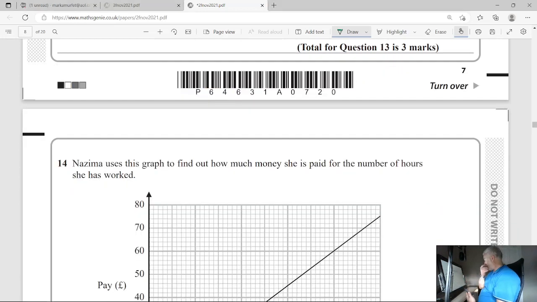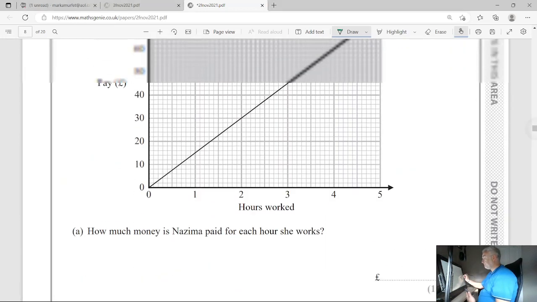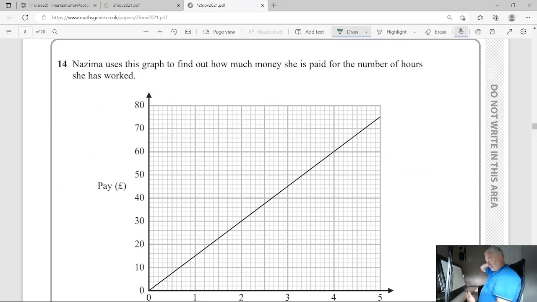Right. Question 14. Nazima uses the graph to find out how much money she is paid for the number of hours she has worked.